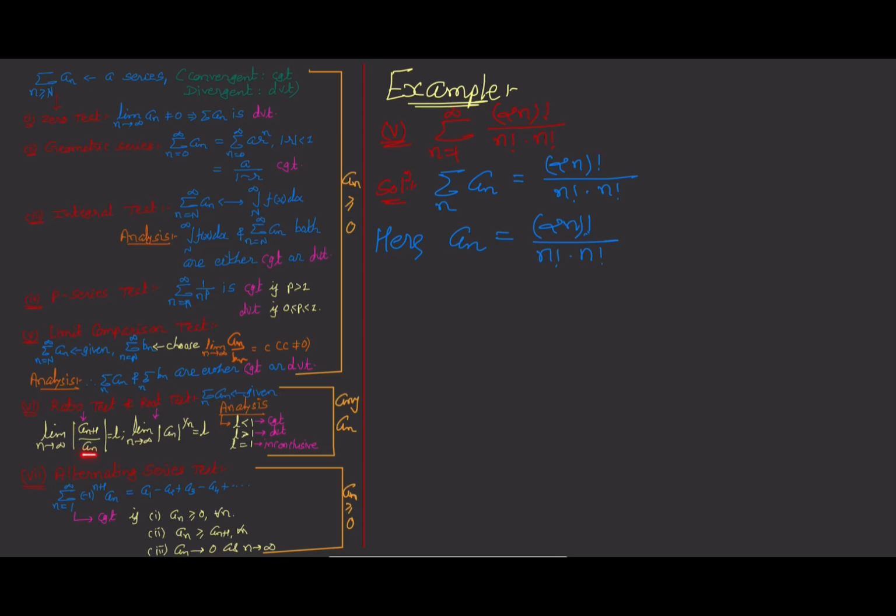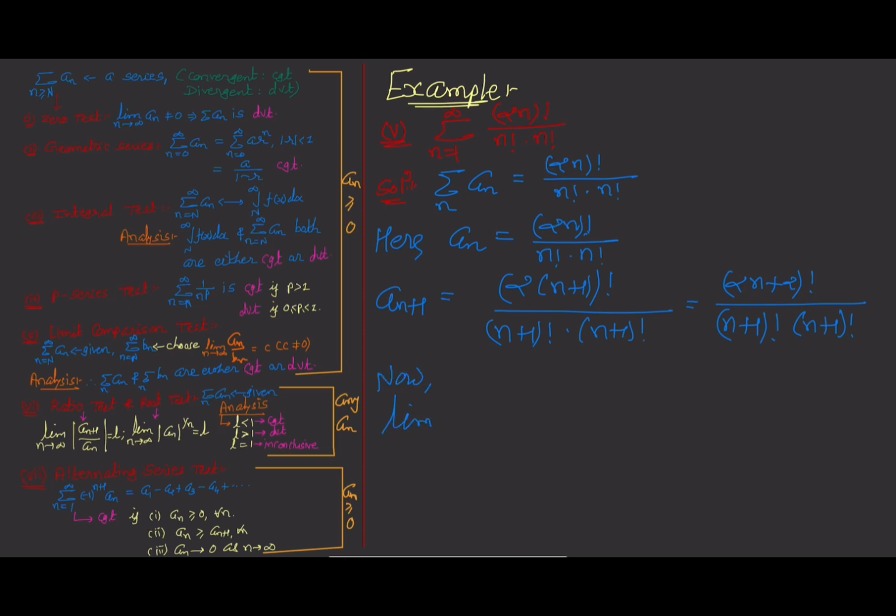So in ratio test we need nth term as well as n plus 1th term. What we have? An is equal to 2n factorial upon n factorial into n factorial, and so an plus 1 is equal to 2 times n plus 1 factorial divided by n plus 1 factorial into n plus 1 factorial. So this is nothing but 2n plus 2 factorial divided by n plus 1 factorial, n plus 1 factorial. What we have to evaluate?